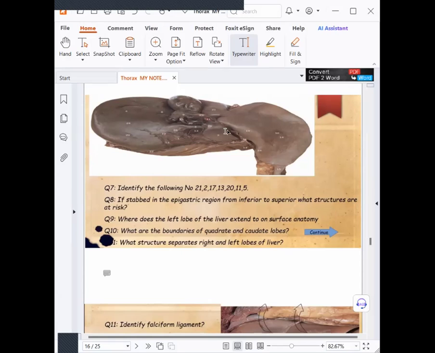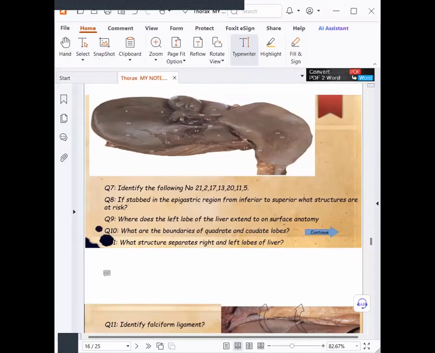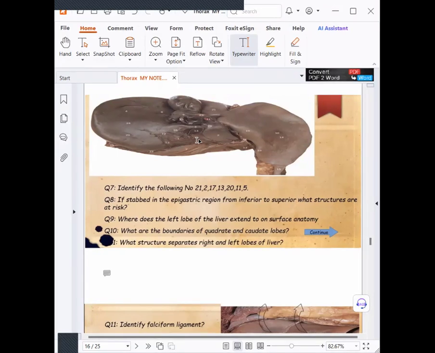And caudate lobe? In the left, there will be the fissure for ligamentum venosum. In the right, inferior vena cava, and inferiorly, porta hepatis. And anteriorly, free margin of the liver. This one I forgot: posteriorly, the bare area of the liver.